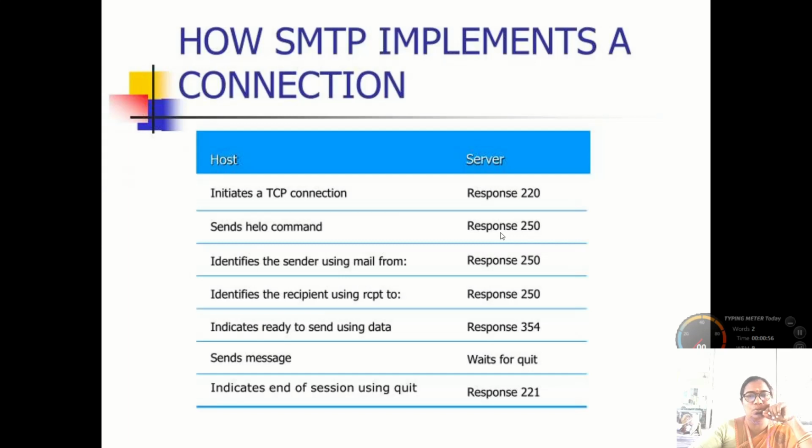So you have a host and the server. The host initiates the TCP, Transmission Control Protocol, connection, and the response is 220, and it sends the HELO command. It identifies the sender of the mail using MAIL FROM, identifies the recipient using RCPT TO, indicates ready to send using DATA, sends the message, and indicates the end of the session using QUIT.